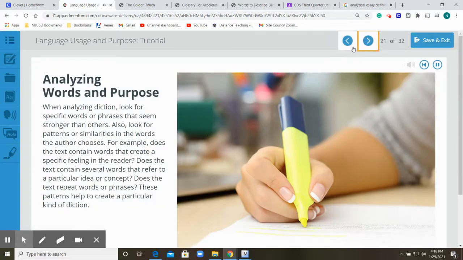Analyzing words and purpose. When analyzing diction, look for specific words or phrases that seem stronger than others. Also, look for patterns or similarities in the words the author chooses. For example, does the text contain words that create a specific feeling in the reader? Does the text contain several words that refer to a particular idea or concept? Does the text repeat words or phrases? These patterns help to create a particular kind of diction.